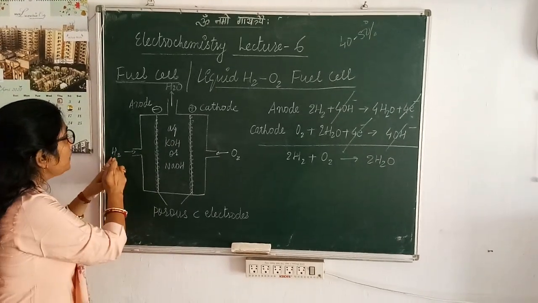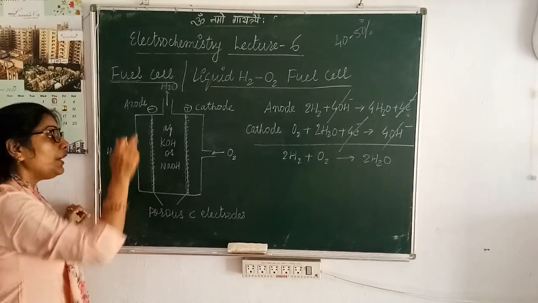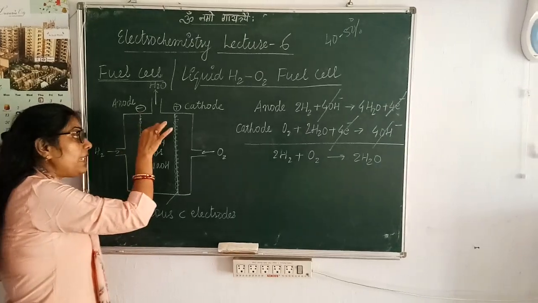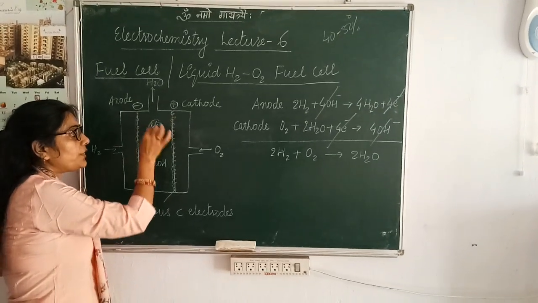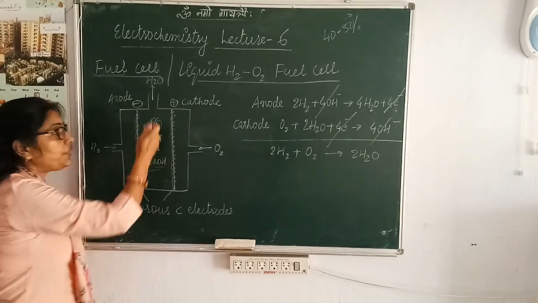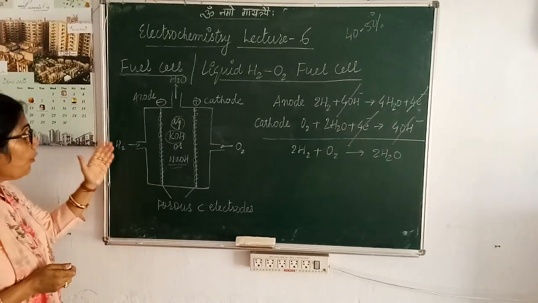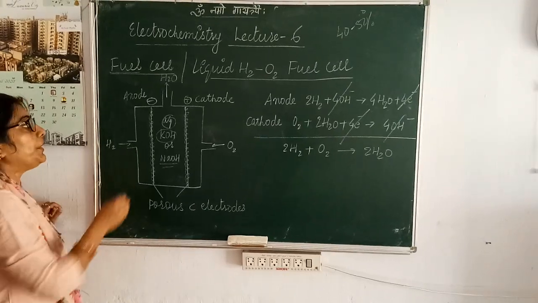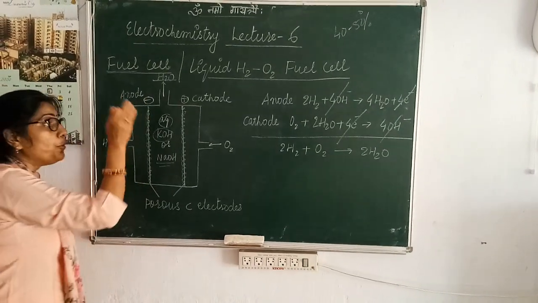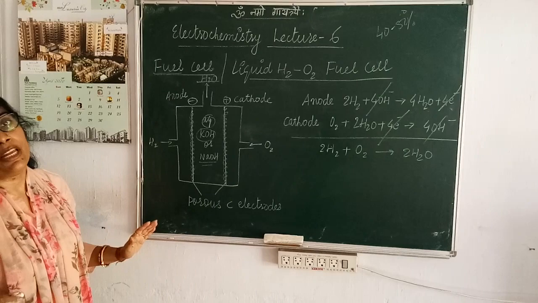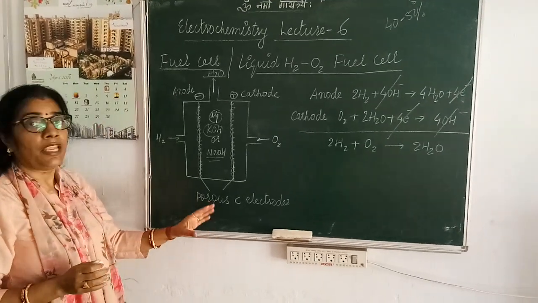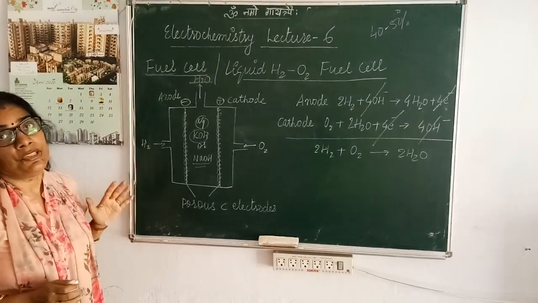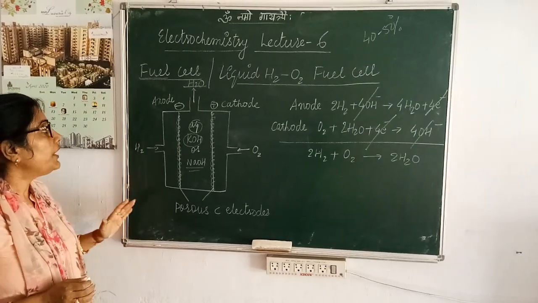So hydrogen is given through the anodic compartment, oxygen is fed through the cathodic compartment. The cell has aqueous KOH or NaOH, which acts as an electrolyte. So the moment hydrogen and oxygen react with each other, what is going to happen? Water will form. So no objectionable byproducts. Pollution free working, continuous source of electricity, maximum efficiency. So these are the advantages.